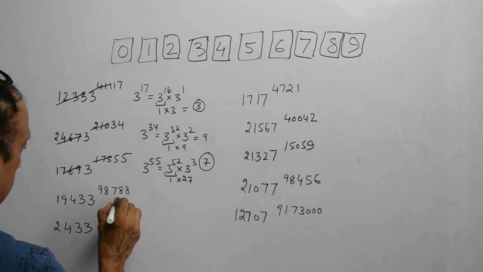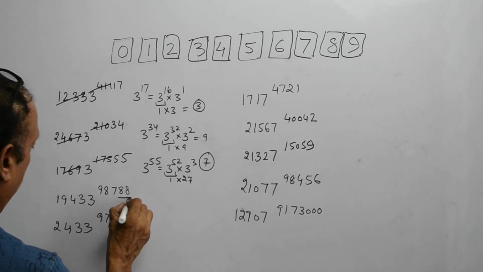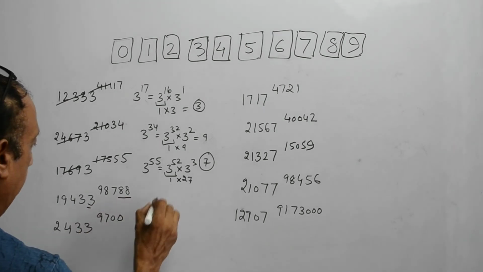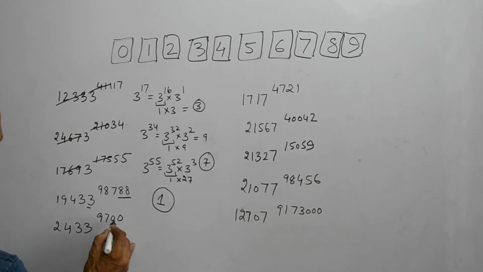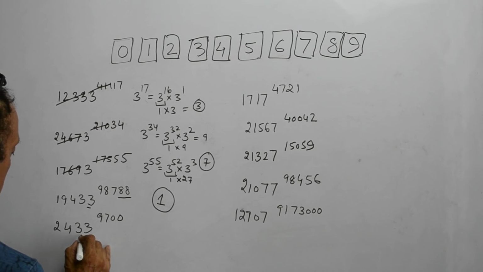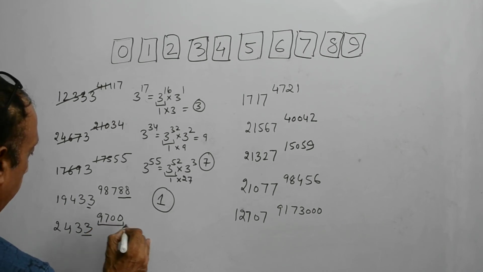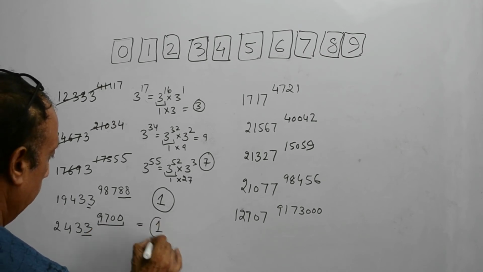Here the last two digits are already divisible by 4. So 3 raised to power 88 will give us 1 as the last digit. Here also the last two digits are 2 zeros, so this number is divisible by 4. So 3 raised to this power will give us 1 as the last digit.